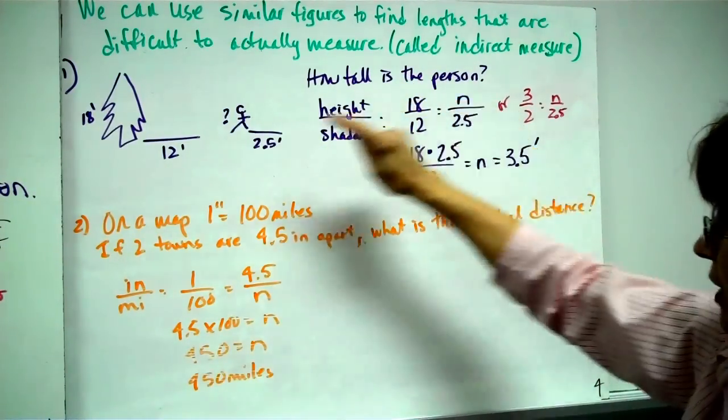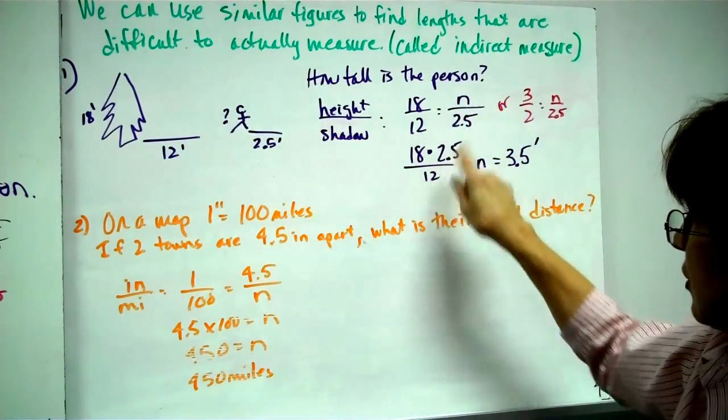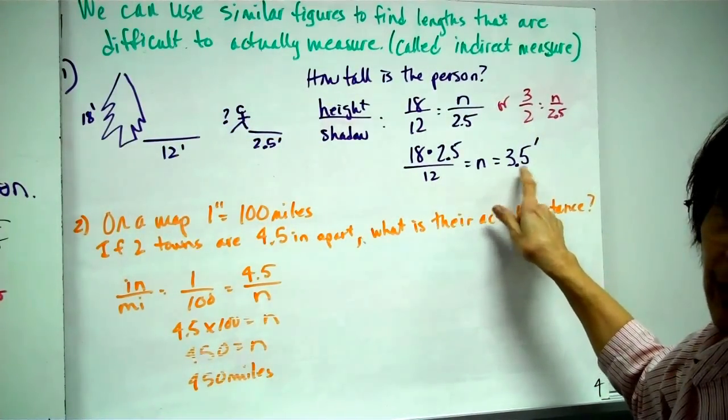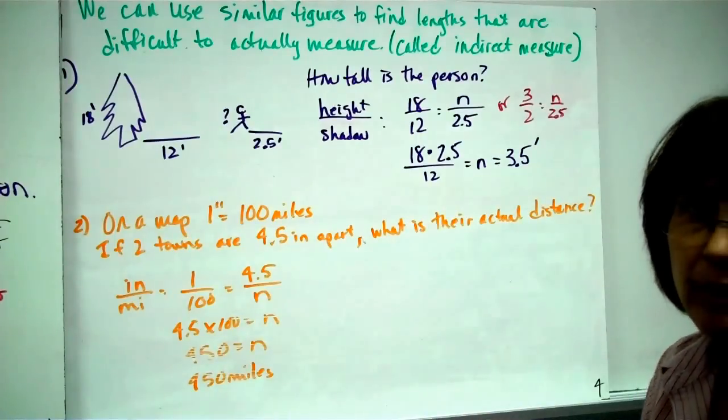Let's just do this right now. So we have 18 to 12, and we have n to 2.5, because we don't know his height. Take the cross products, and we get that he's 3.5 feet tall. We could have reduced this and then done the cross products. That might have made it a little bit easier.